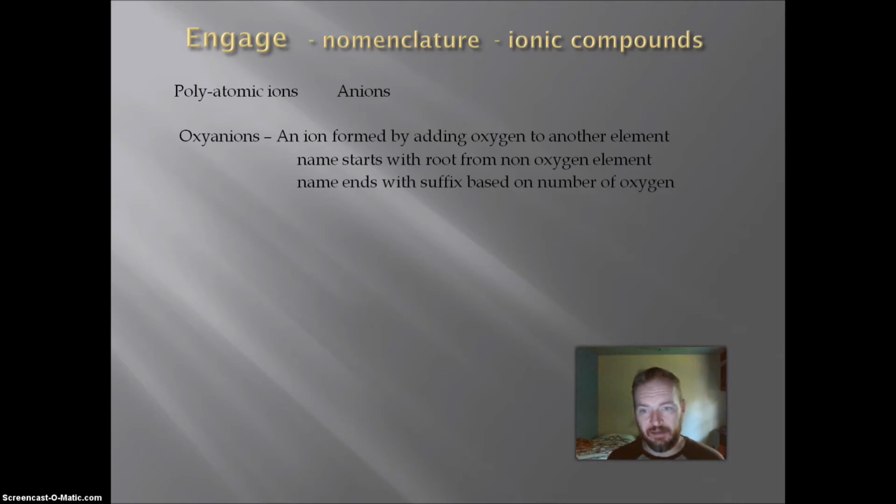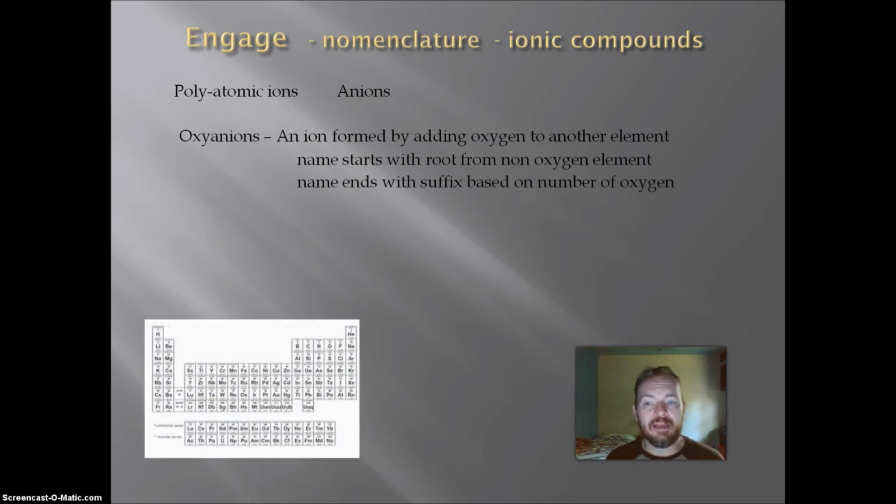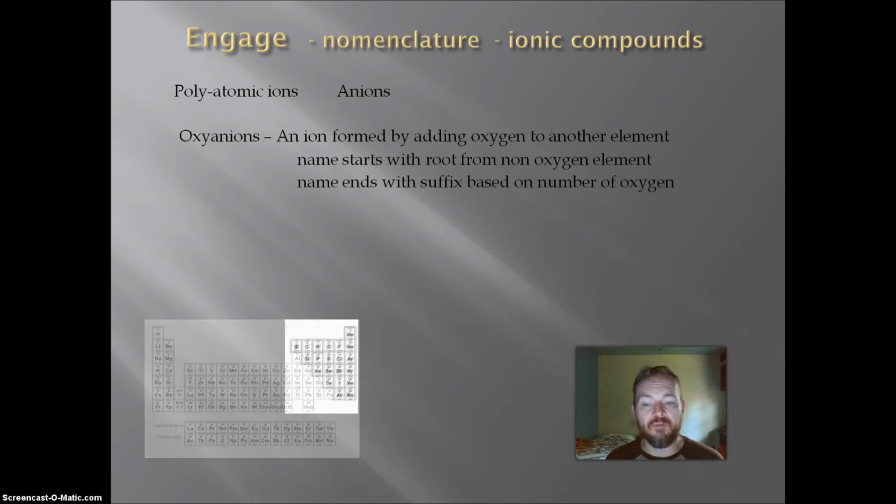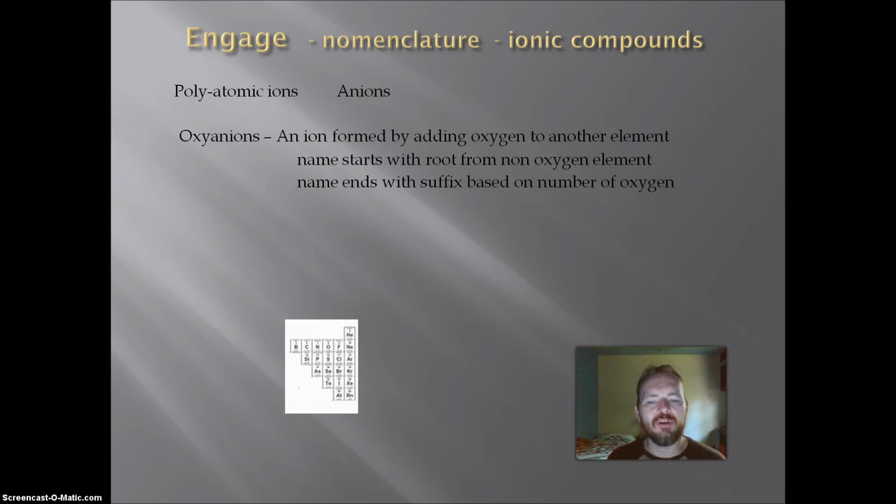Now as we're doing this, we're going to look at our periodic table. Most of the oxyanions are formed by adding oxygen to nonmetals. So we're going to look at the nonmetals, realizing that the noble gases, the column on the far right, don't form compounds, so we're going to ignore those. We're going to divide the nonmetals into two categories. The inner nonmetals, which are phosphorus, sulfur, arsenic, selenium, and tellurium, and you can see them in that shaded area.